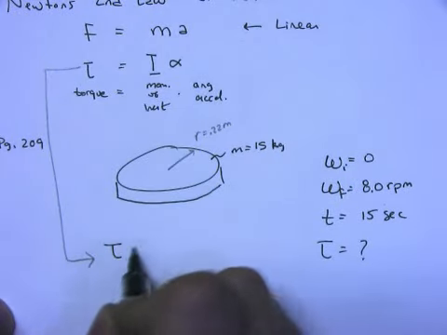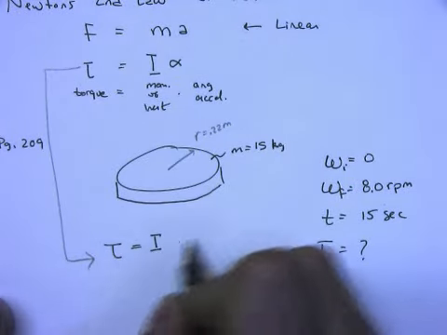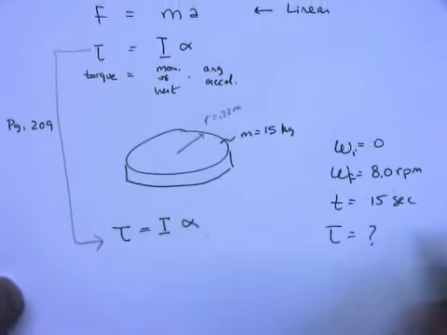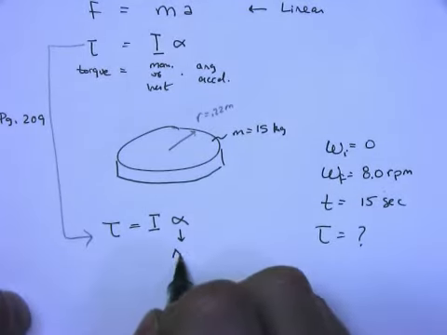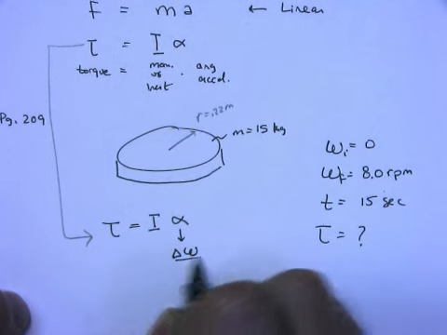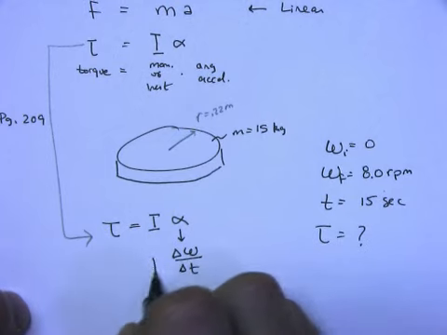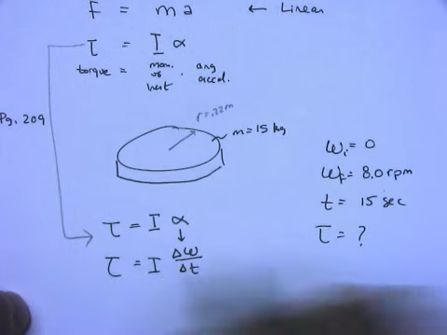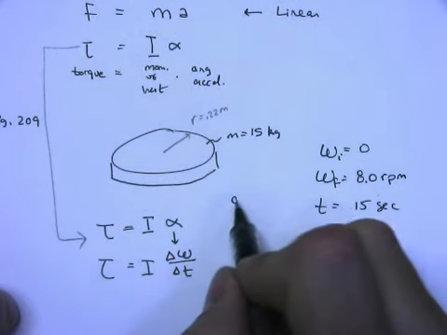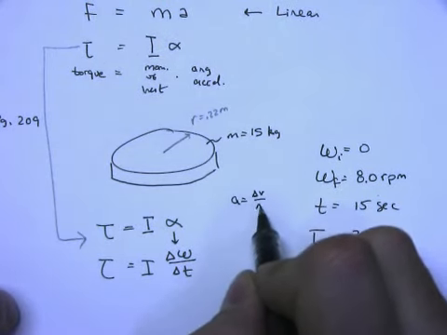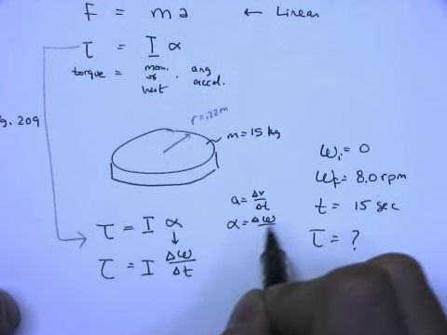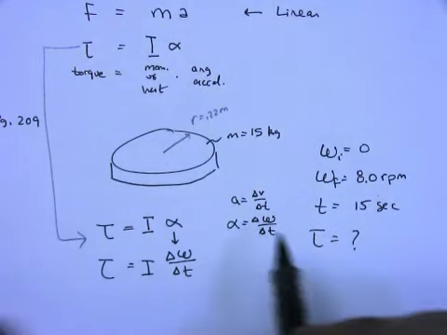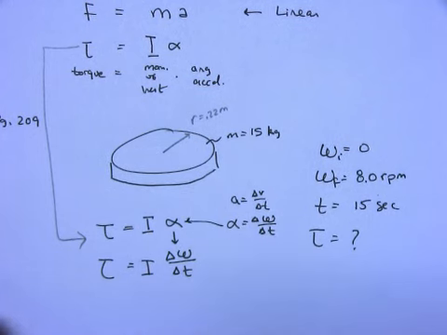Because we're looking for torque, we're going to take the moment of inertia times the angular acceleration. Instead of just finding the angular acceleration, I know that angular acceleration is the change in velocity over the change in time. That's the definition of acceleration. Acceleration is change in velocity over change in time, and angular acceleration is change in angular velocity over change in time. So I'm just substituting this in.